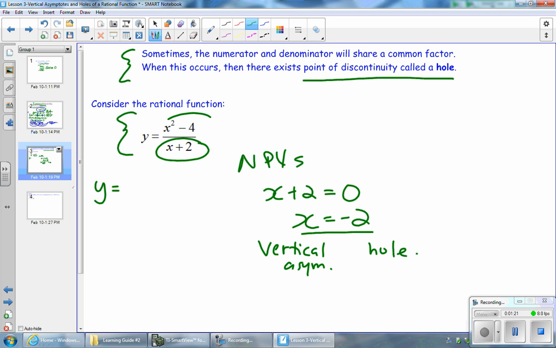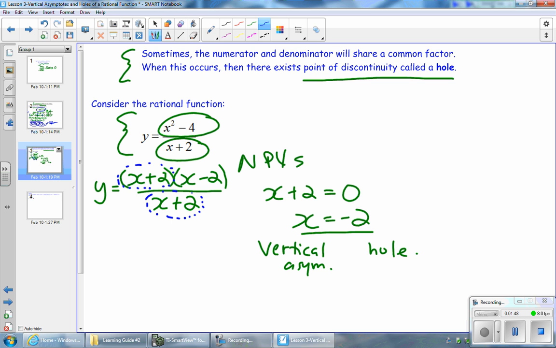So taking a look at the numerator here, notice that that's a difference of squares. So we can factor it. So it's going to be x plus 2 as a factor and another factor of x minus 2, a difference of squares. Okay, so notice when I factor that we actually have common factors to the top and the bottom. We have a common factor of x plus 2 on the top here and on the bottom. So if we have a common factor, that means this NPV at x is equal to negative 2 is not a vertical asymptote, but it's an actual hole in the graph.